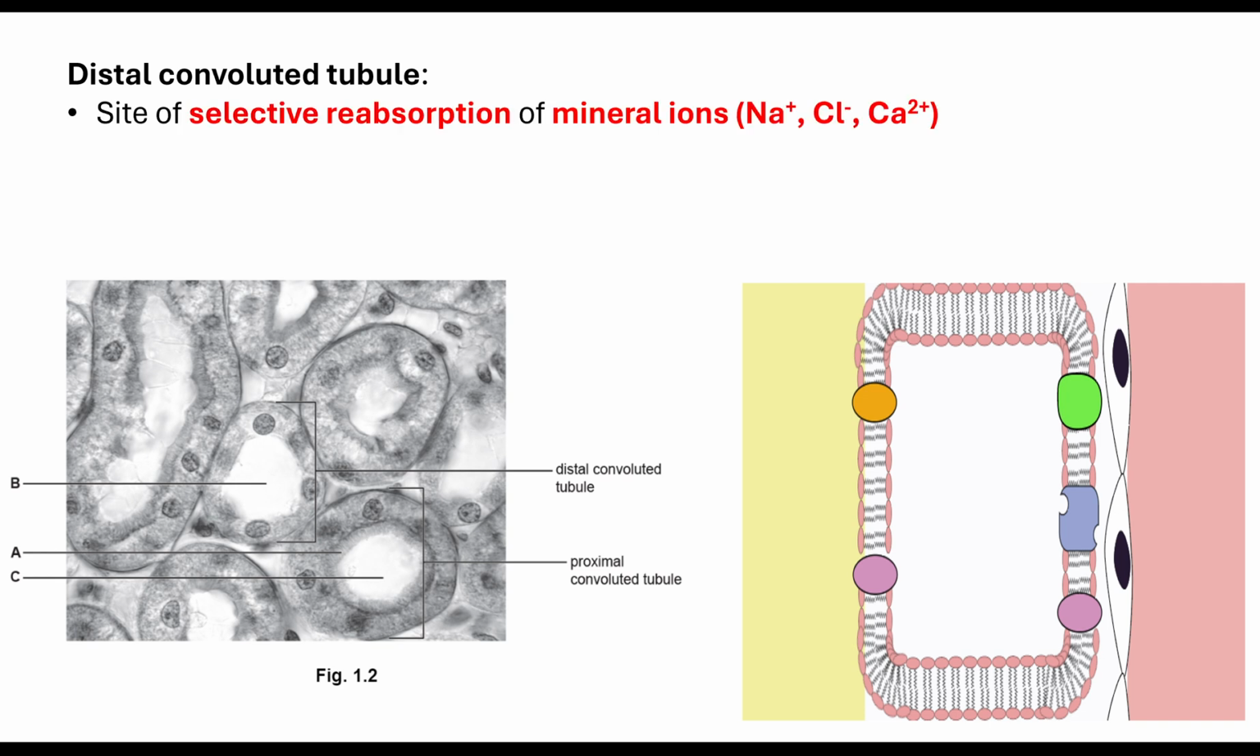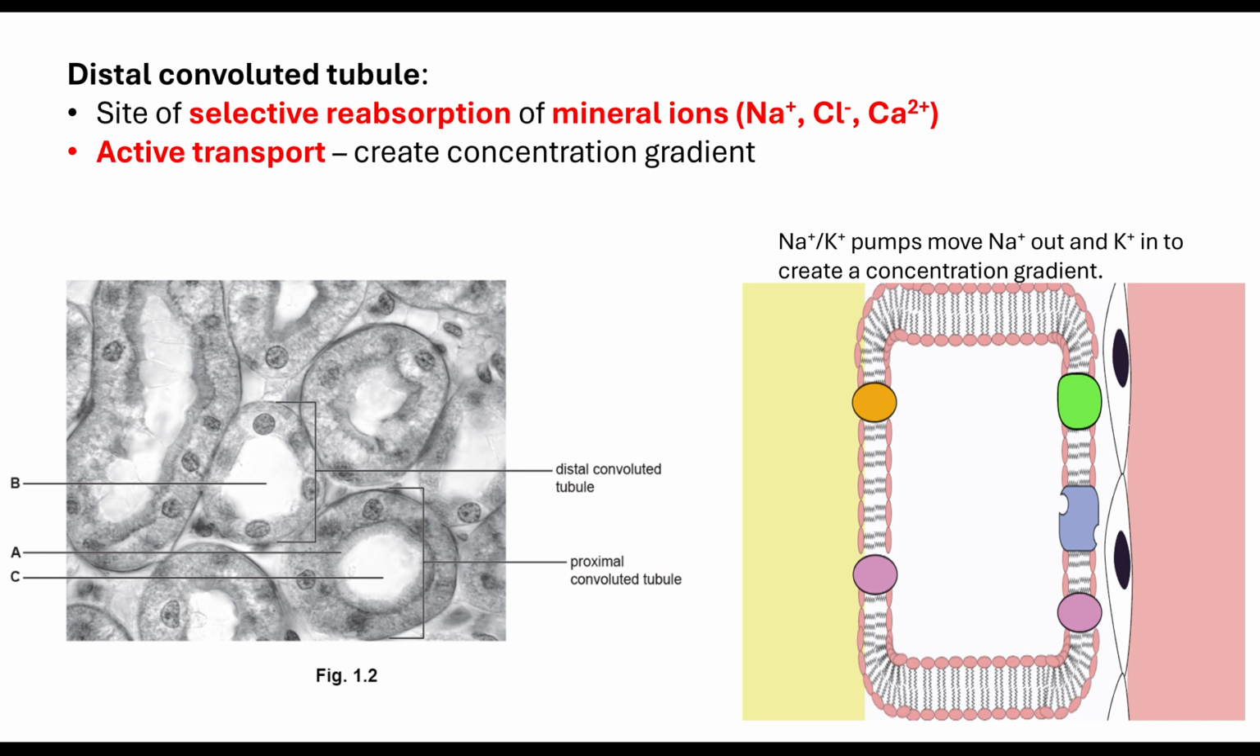So the distal convoluted tubule then is the site of selective reabsorption of mineral ions, such as sodium, chloride ions, calcium ions. Now, what we need to remind ourselves is that to be able to move these substances, what we have to first do is what's known as active transport. We need to create a concentration gradient, and we do that through the sodium-potassium pump. The key thing to remember is that we will always use the sodium-potassium pump to move 3 sodium out and 2 potassium in, and that therefore is going to create a concentration gradient. You're going to have more sodium outside the cell and more potassium inside.